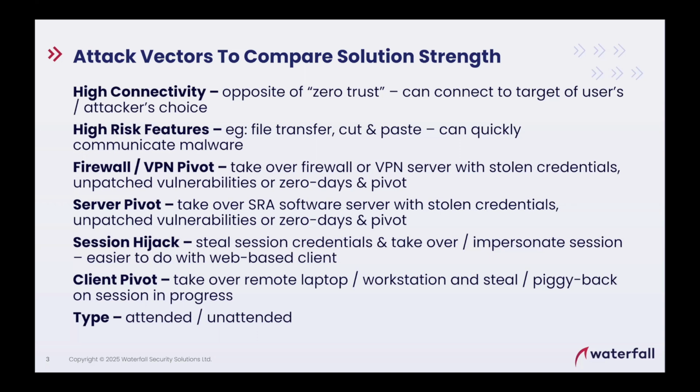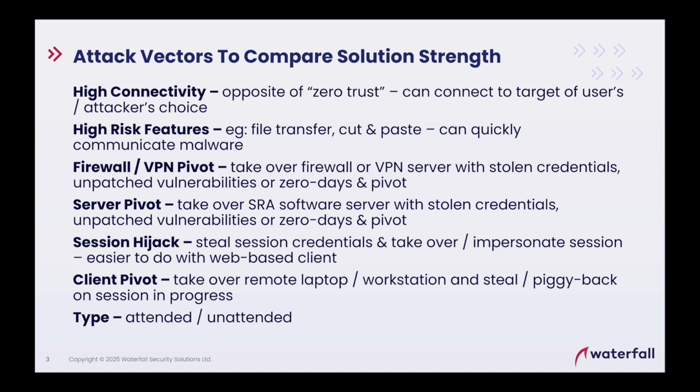High risk features. If I can do file transfers, I can transfer malware into the OT network, deliberately or accidentally. If I can even do cut and paste operations, I can take a 10,000 line script of malware text and paste it into a text file and run it on the inside. So these features that allow high volume data transfer of potential malware are a security concern.